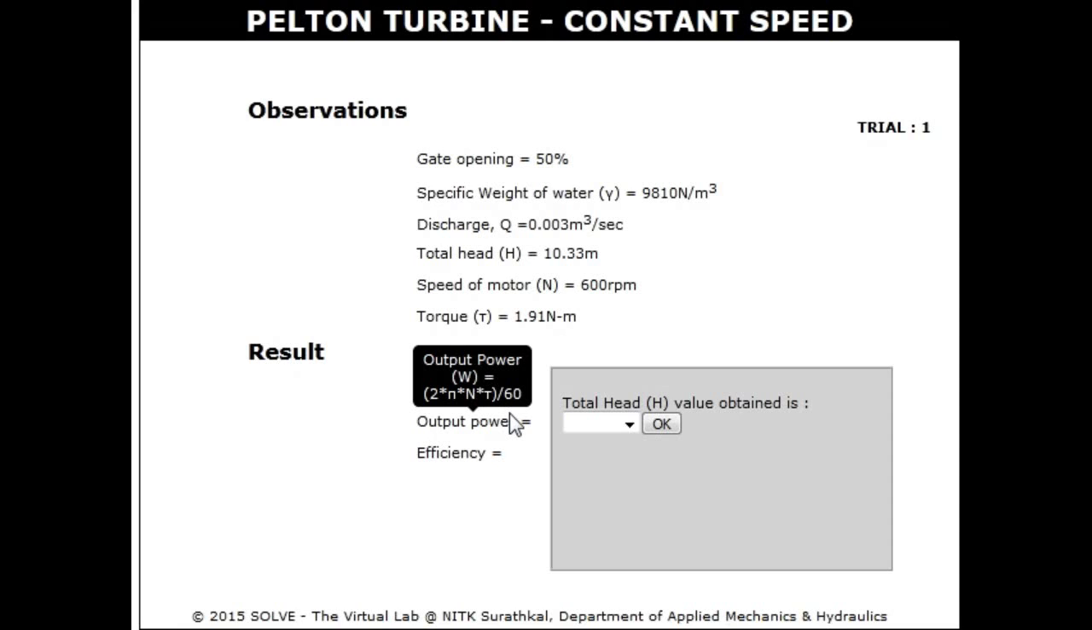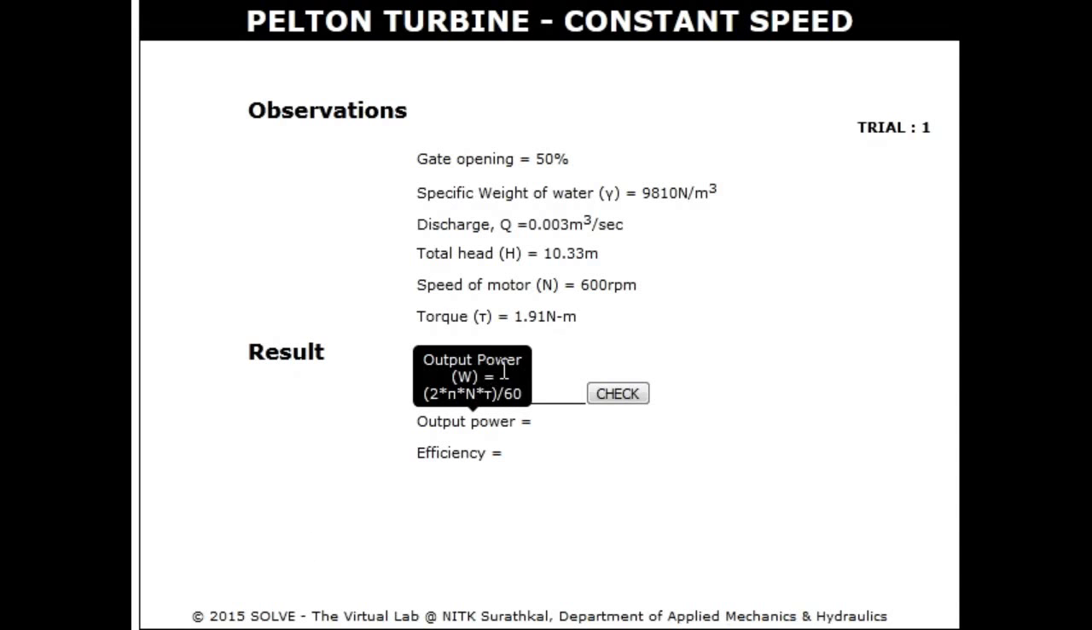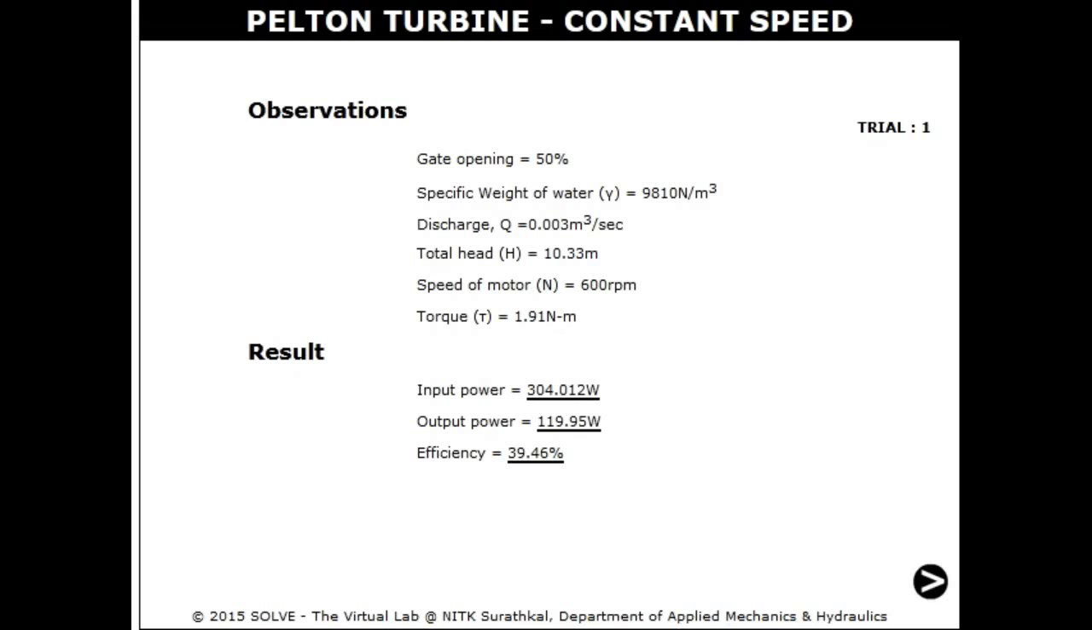Then efficiency is output by input power. What is the efficiency of the turbine? We can calculate it by output power divided by input power. Now we'll substitute these values. After substitution, these are the efficiency values. The turbine is giving approximately 39, about 40% efficiency.